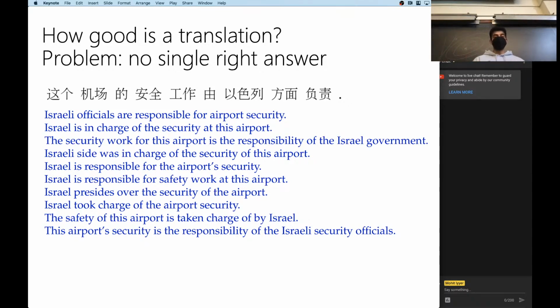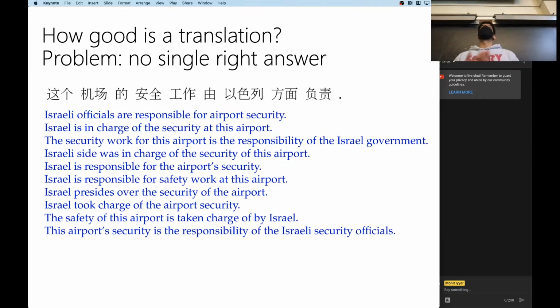So in this case, all of these blue sentences here are kind of paraphrases of each other. There are different ways of saying Israeli officials are responsible for airport security. Some of these might be written in a passive voice or use different constructions, but they're basically all saying the same thing, roughly. And what does it mean for one of these to be better than any of the other ones, right? It's very hard to tell.